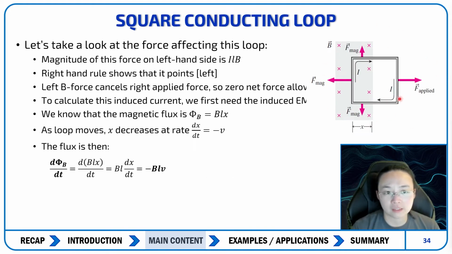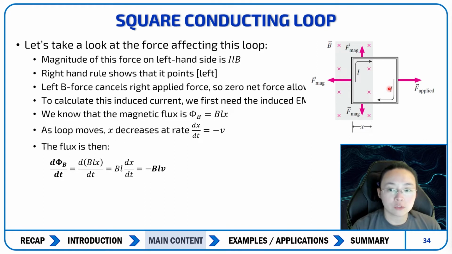Doing a deeper analysis of the force acting upon the loop, the magnitude of the force on the left-hand side is going to be ILB. The right-hand rule is going to show that it points to the left. So basically we can form the current and see where it points to.